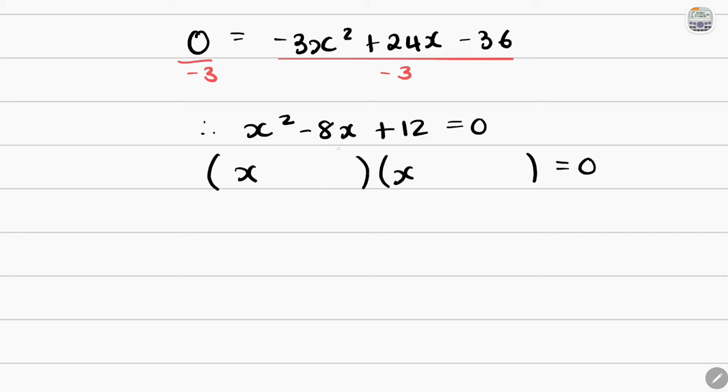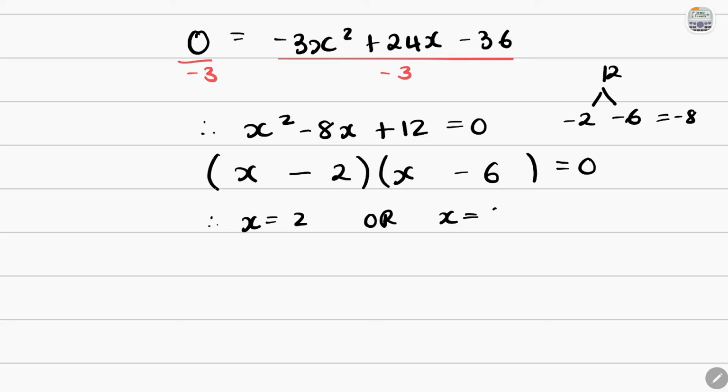X multiplied by x gives us x squared. And now we need factors of 12 that can give us negative 8 specifically. Because only the middle is negative, it means these two must be negative. So we could use negative 2 and negative 6, because negative 2 times negative 6 is positive 12, but negative 2 minus 6 is negative 8. Okay, so that is x minus 2 and x minus 6. And so therefore, x is equal to 2 or x is equal to 6.